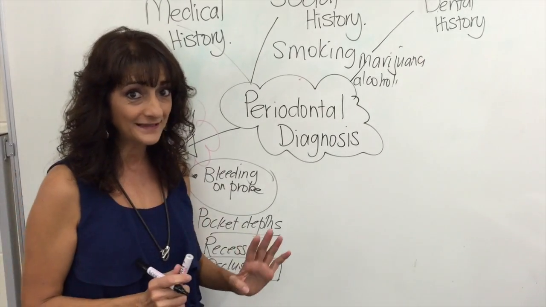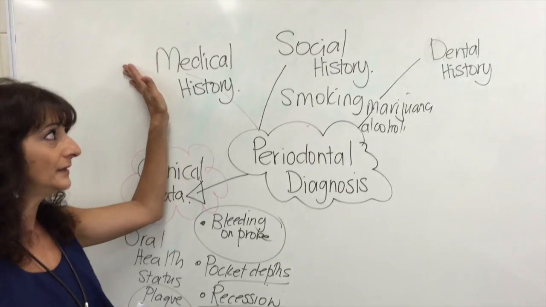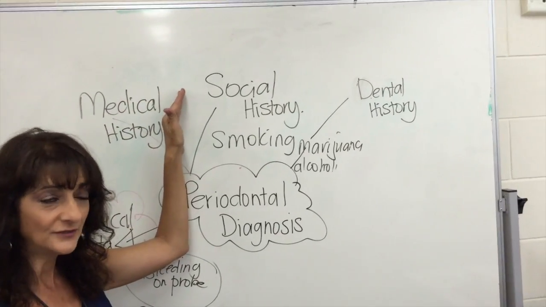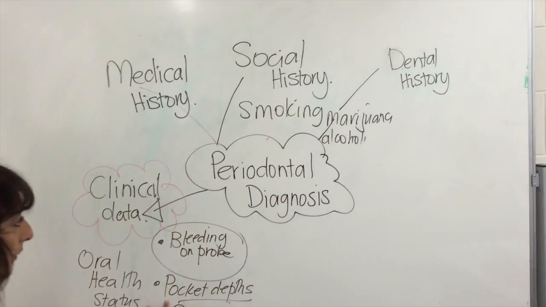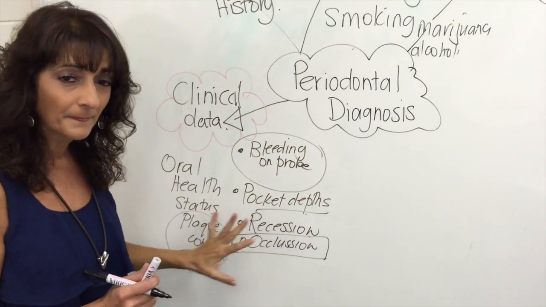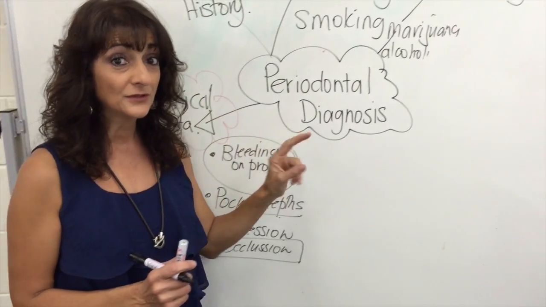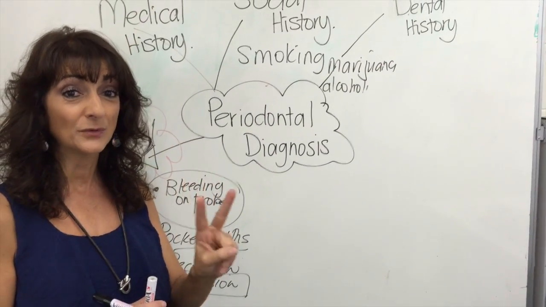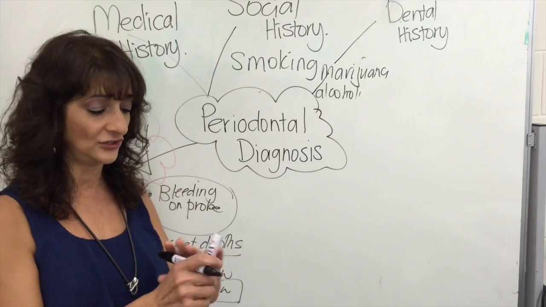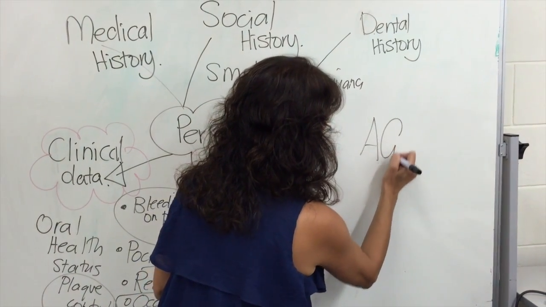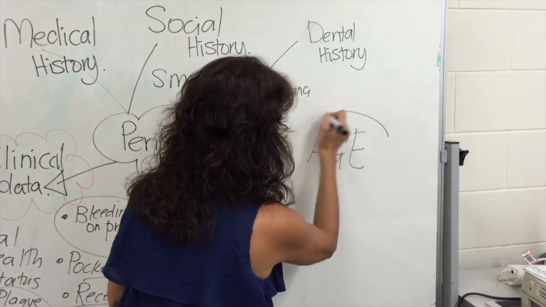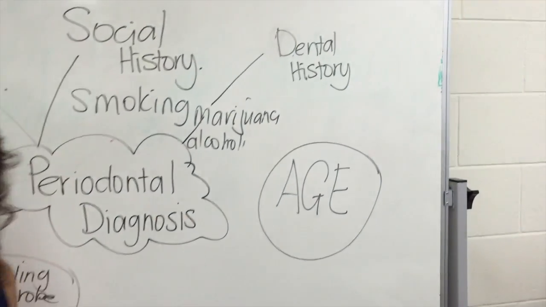Okay, just to summarise up until now, we look at our medical history, our social history, our dental history. We're collecting all of our clinical data, and then we come to the two most important aspects that will give us that final decision. Age is one of the most important considerations in periodontal disease.